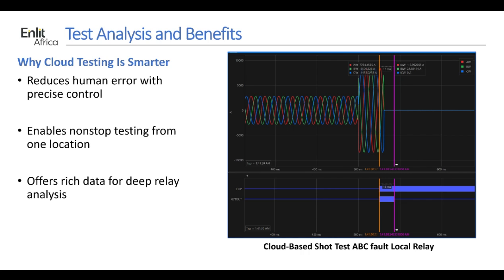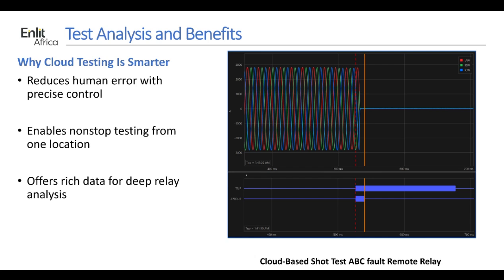And also this allows the user to get the data from the local end and remote end relays to compare both relays. So in this case, we got the ABC fault type at the local relay, and also we got the ABC fault from the remote end relay, and it shows both relays operated and responded to the short test fault, and operated and recorded the fault values correctly.